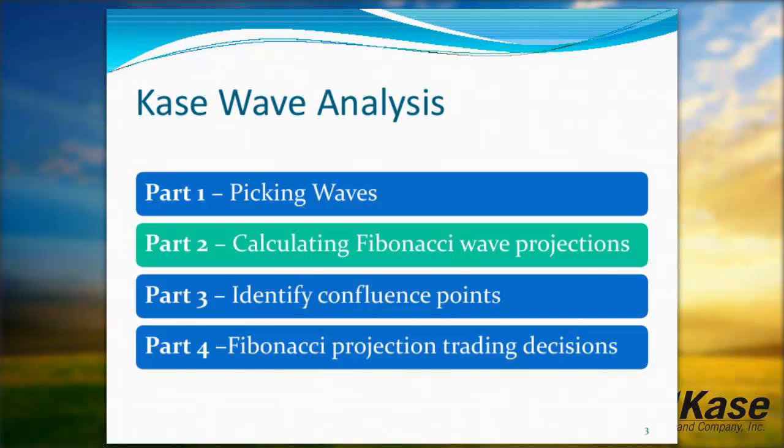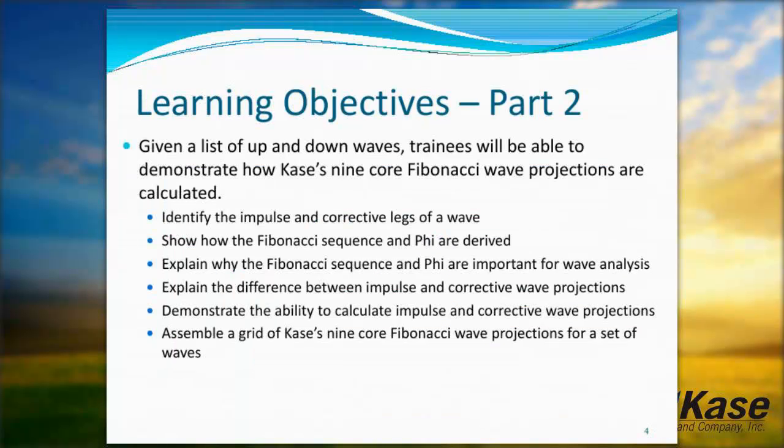All right, so as I said a moment ago, we're going to be covering the second part of our four-part series on Kase Wave Analysis today. Now, in part two, if we have a list of waves, these are our learning objectives. So if we have a list of up waves and down waves, at the end of this, we should be able to demonstrate how we can calculate the 9 core Fibonacci wave projections that Kase & Company uses.